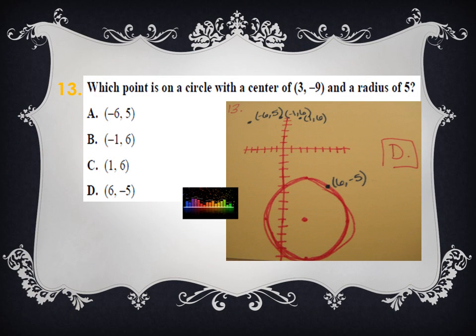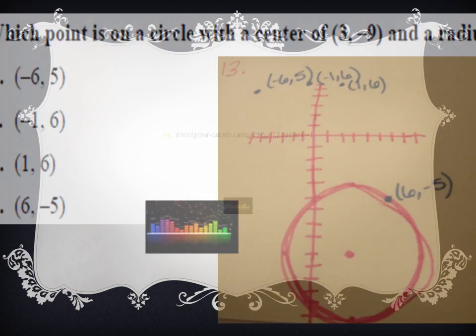The first step in solving this problem is to graph your circle. So plot the center, which is at (3, −9). Then go out, up 5, down 5, left and right 5. Then plot the point choices that you were given: (−6, 5), (−1, 6), (1, 6), and (6, −5). The only answer choice that it could be is (6, −5).